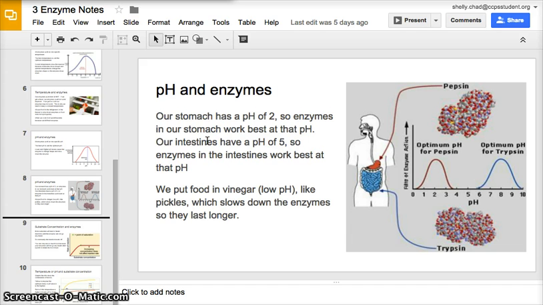If you make pickles, you put pickles in vinegar, and vinegar has a very low pH, so it slows down enzymes. That's why pickles can last very long after you buy them, because they have that low pH.